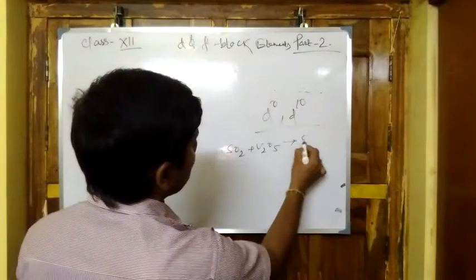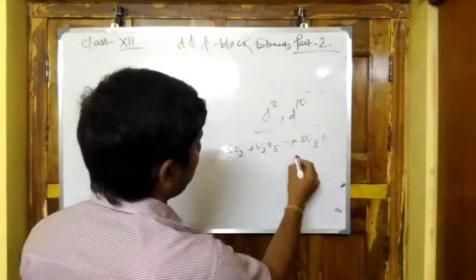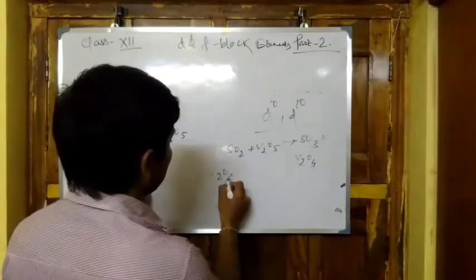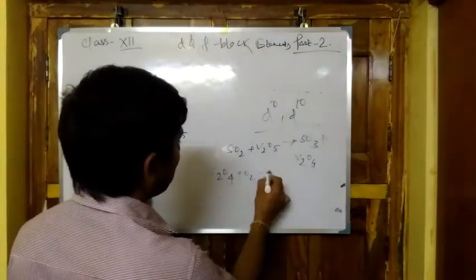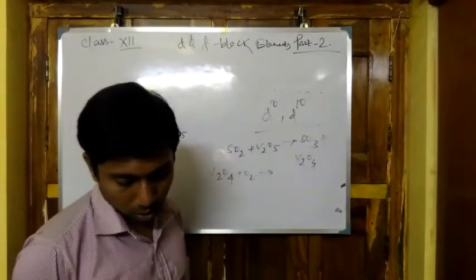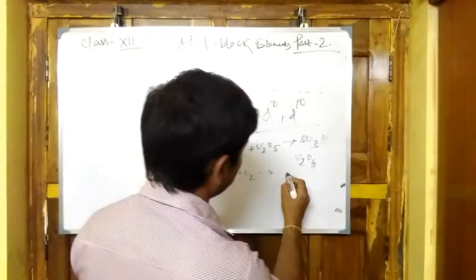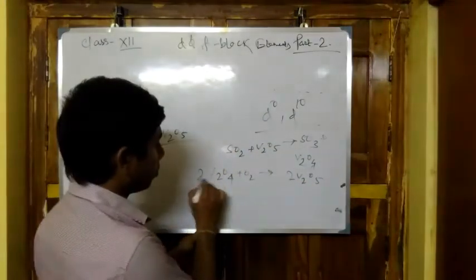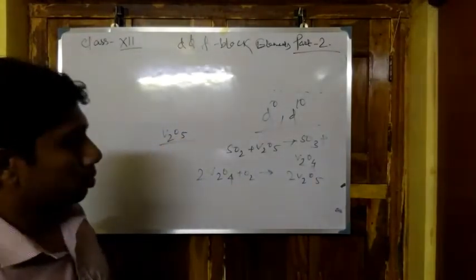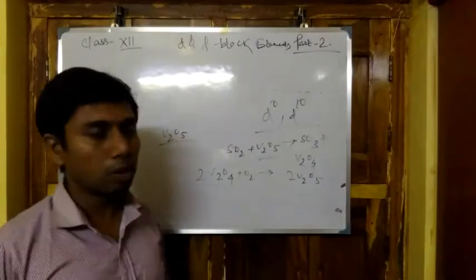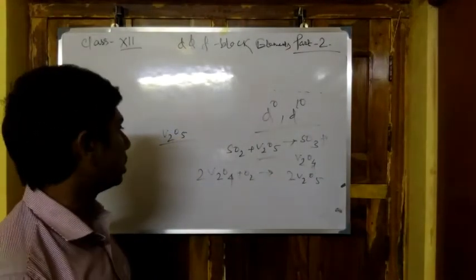The reaction is SO2 plus V2O5 gives SO3 plus V2O4, then it will convert back from V2O4 to V2O5. So this is the role of V2O5 in the conversion, as it is the oxygen donor.